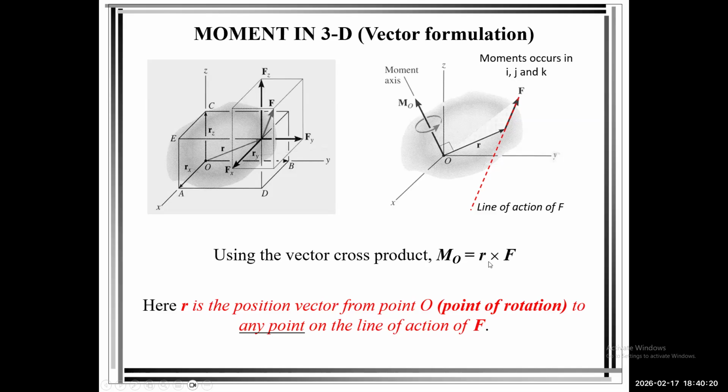So we are saying F times R is not the same thing as R times F, because this is a vector quantity. Now here R is a position vector from the origin, the point of rotation, O, to any point on the line of action of F, right? As I said to you before. And so this is now what we call a cross product.